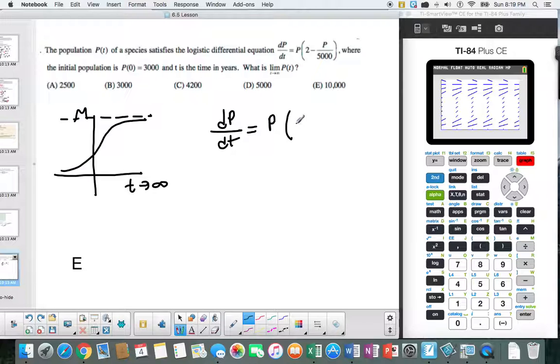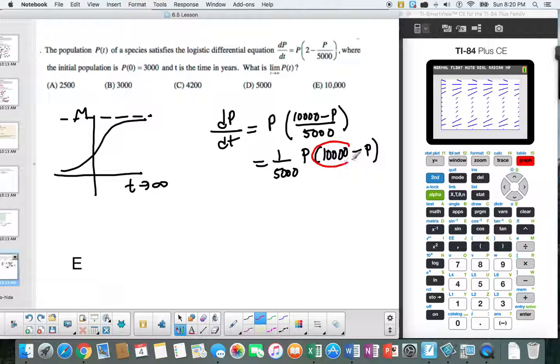I am going to get a common denominator of 5,000, which means this will be 10,000 minus p. And then I'm going to take this fraction, move it out of the parentheses, and I'm going to get this. Now it looks more like the logistic differential equation, and I can see this is my carrying capacity, and that's the answer. And this is the end of the screencast.